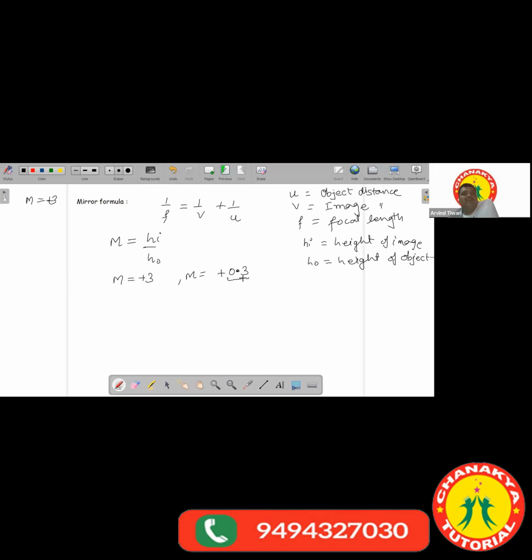Okay. What do we get by this plus 0.3? 0.3 means which one is greater, image or object? See, 0.3 means 3 by 10. And if you compare it with height of image to height of object, which one is greater? Observe the proportionality. Height of object is greater. That means in this case you have a smaller image formed. The image formed is smaller, but virtual.